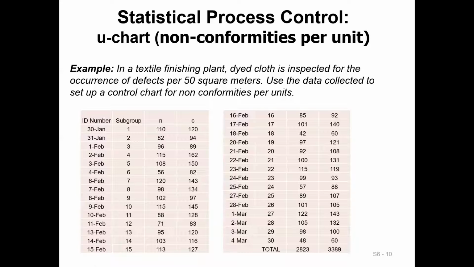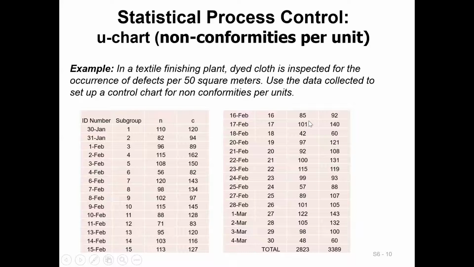So you see, they are inspecting 30 subgroups, the subgroup size 30. Then n varies from subgroup to subgroup: 110, 82. And c is the total number of non-conformities per unit, the total defects found from the 110. So this is the difference between a non-conforming item and defects: the number of defects can be more than the number of samples, because in one sample you could find more than one defect. Okay, so this is the scenario.